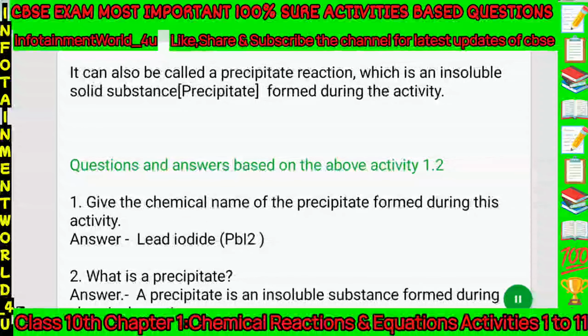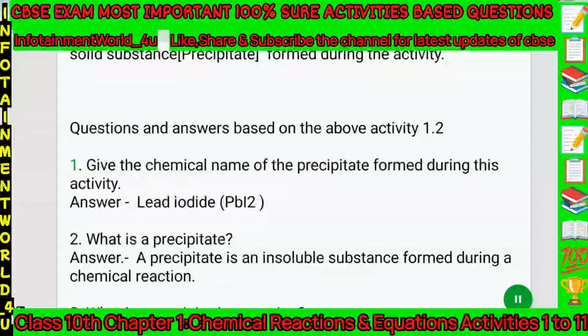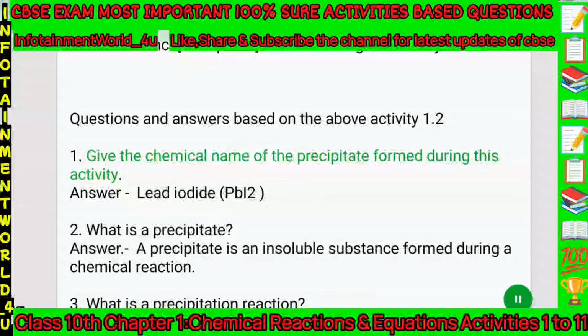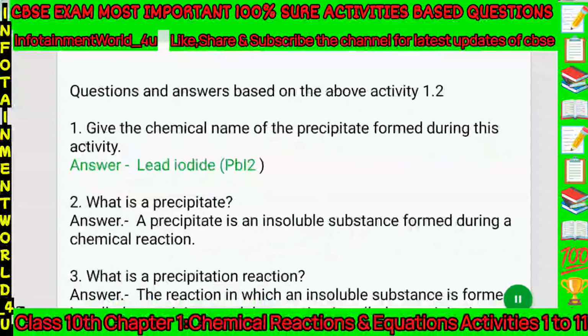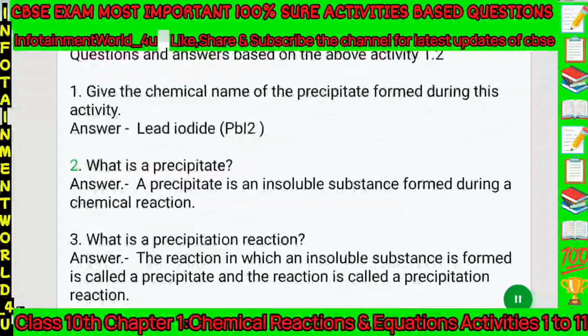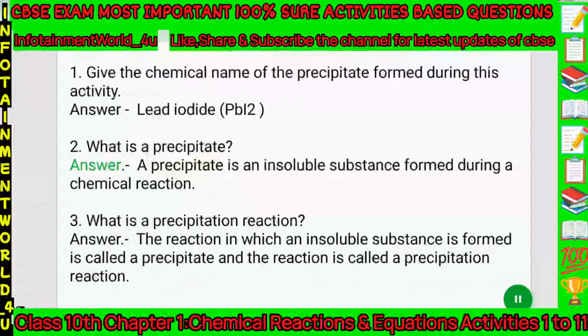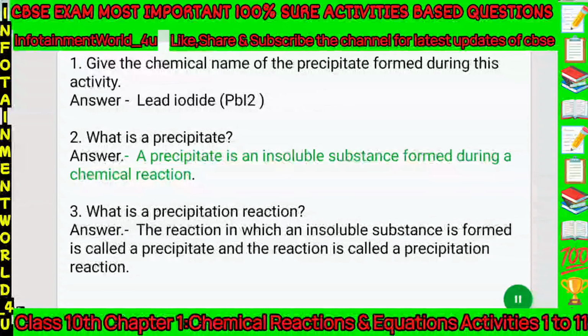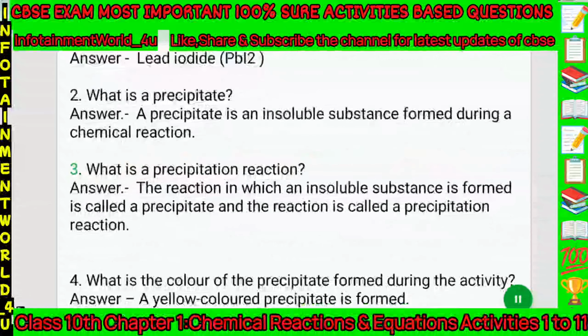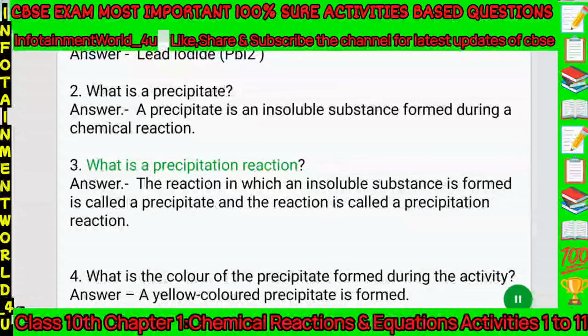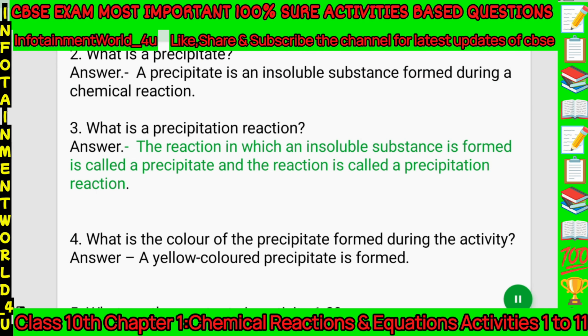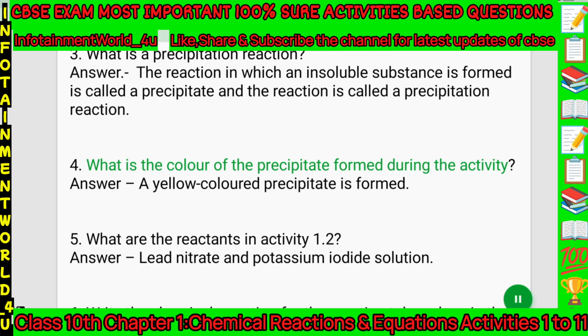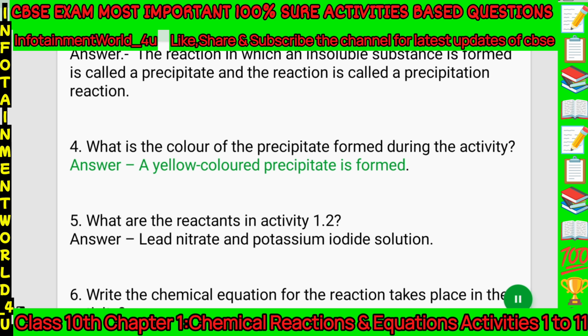Questions and answers based on the above activity 1.2. 1. Give the chemical name of the precipitate formed during this activity. Answer: lead iodide, PbI2. 2. What is a precipitate? Answer: a precipitate is an insoluble substance formed during a chemical reaction. 3. What is a precipitation reaction? Answer: the reaction in which an insoluble substance, a precipitate, is formed is called a precipitation reaction. 4. What is the color of the precipitate formed during the activity? Answer: a yellow-colored precipitate is formed.